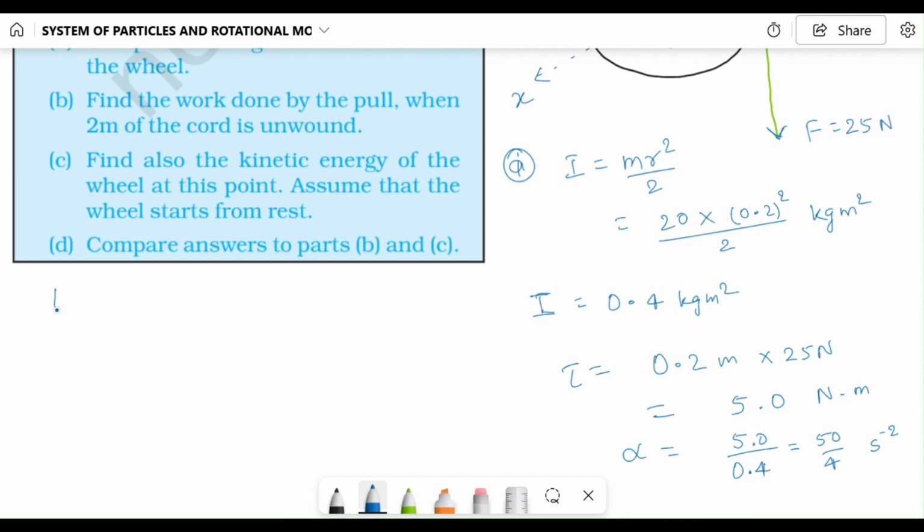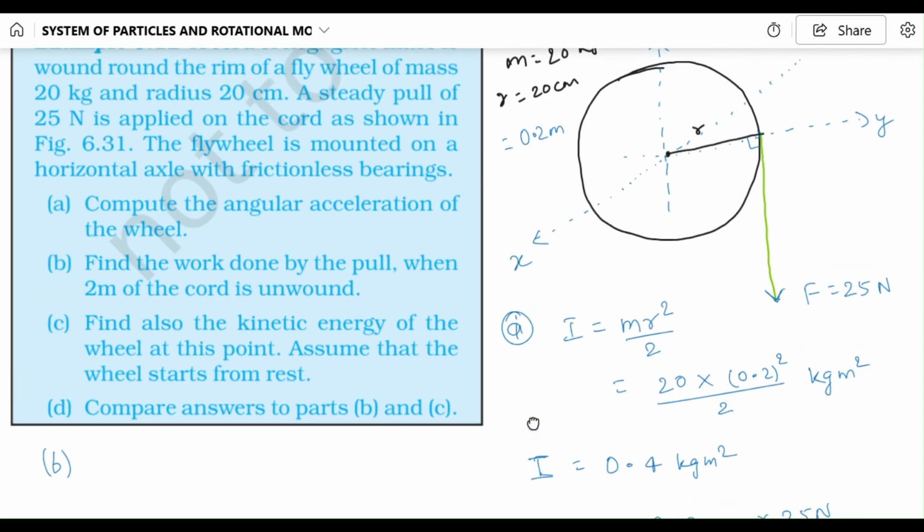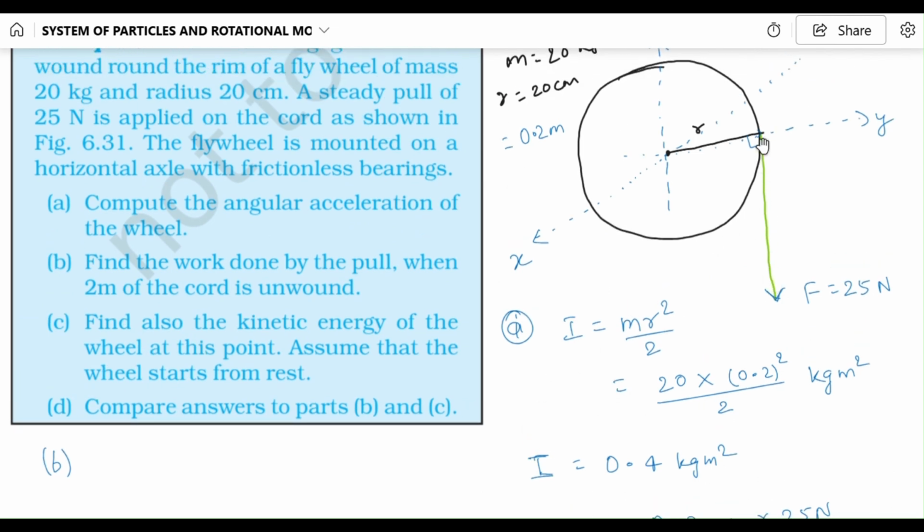Okay, now coming to part B. Find the work done by the pull when 2 meter of cord is unwound. So this is very simple. Force is given, the constant force, which is 25 Newton, and along the same direction is the velocity, because this cord is unwinding along this line. So force and velocity both are in the same direction. So work done equals force times displacement, 25 into 2 meter, 50 joule.